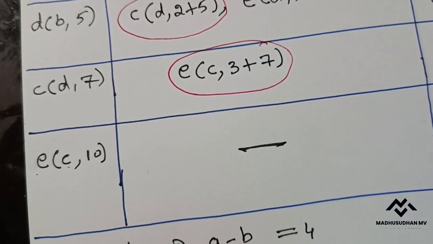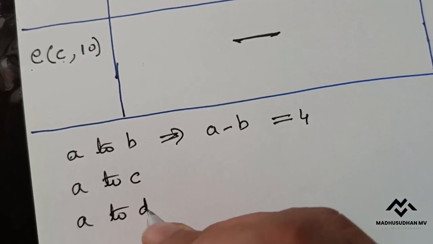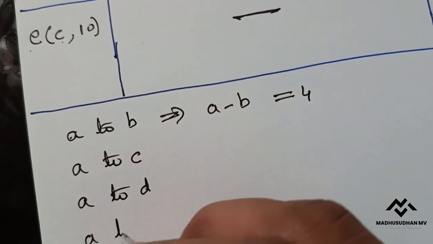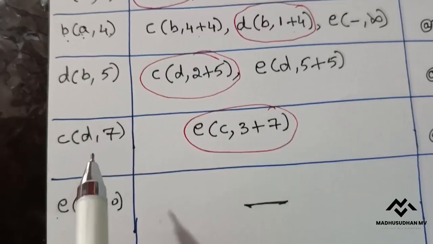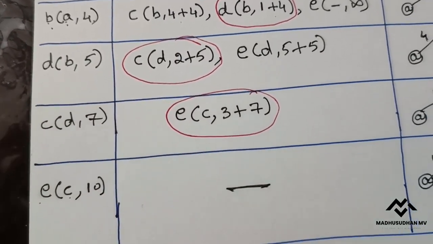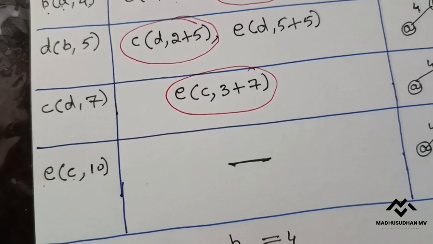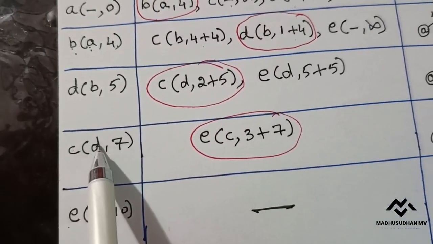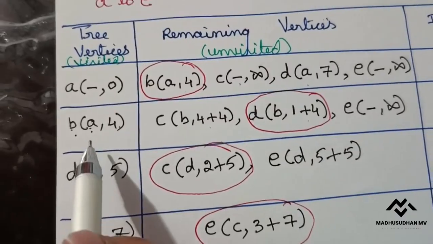So next, A to C. Similarly I need to find A to D, then A to E. What is the shortest path from A to C? C I reach from where? D. Okay. C I reach from D, but D I reach from what? B. B I reach from what?